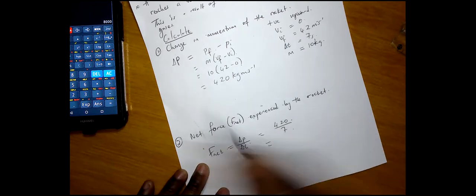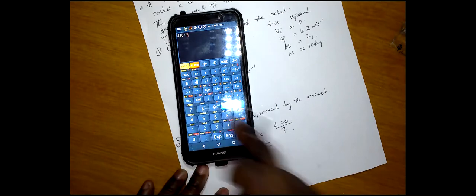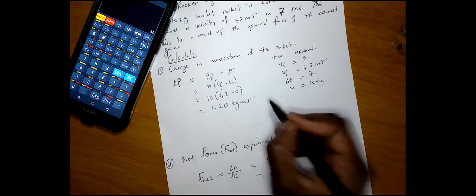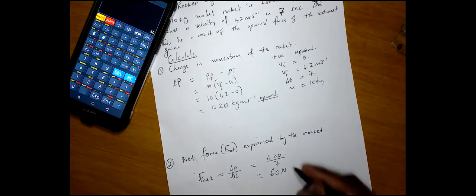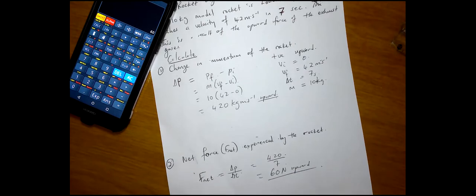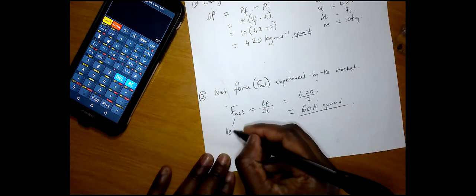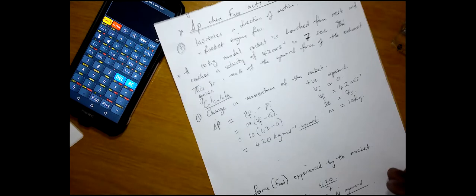So we come to our calculator here. 420 divided by 7. What do we get? We get 60 Newton. Remember, here it's going upward, so 60 Newton also upward. Remember, F net is your force. Force is a vector as well, so it must also have direction. Momentum is also a vector with direction.